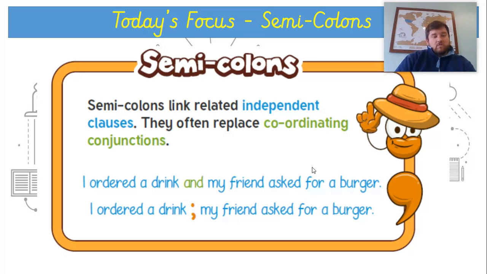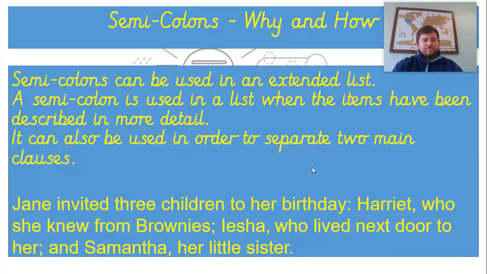So, semicolons. Semicolons link related independent clauses. They often replace a coordinating conjunction. I ordered a drink and my friend asked for a burger. I ordered a drink; my friend asked for a burger. Very simple. Replaces the coordinating conjunction.